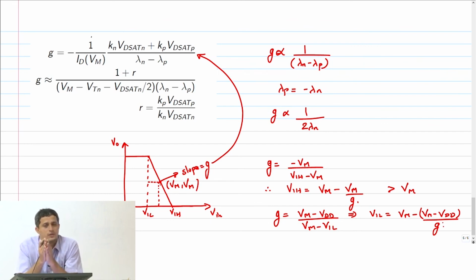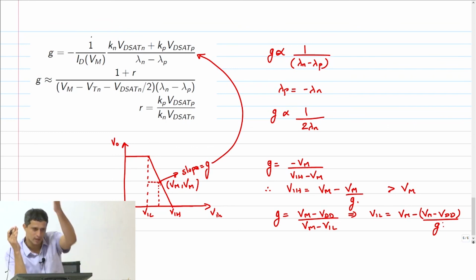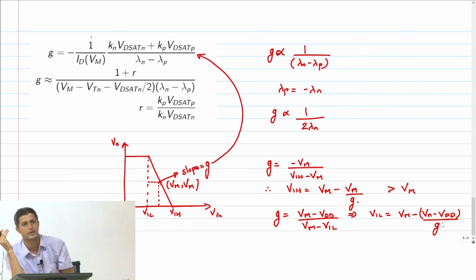First point, suppose G were infinity, what will happen to VIL and VIH? Both of them will just collapse to Vm. That's the ideal case. If the gain is such a sharp transition, where the VTC becomes a straight line at the trip point, then both VIL and VIH will simply collapse down to Vm. So anything greater than Vm is logic high, anything less than Vm is logic low.